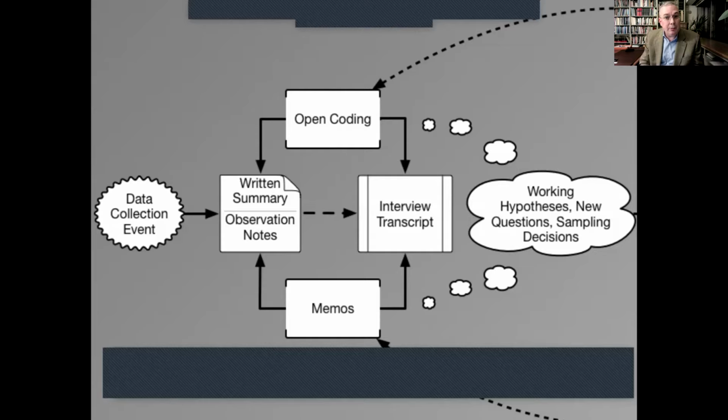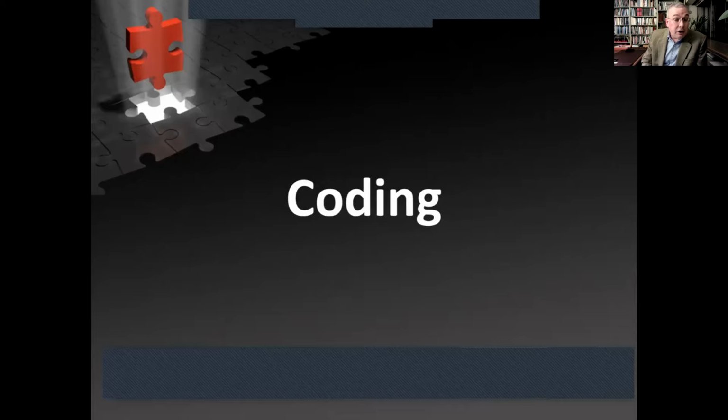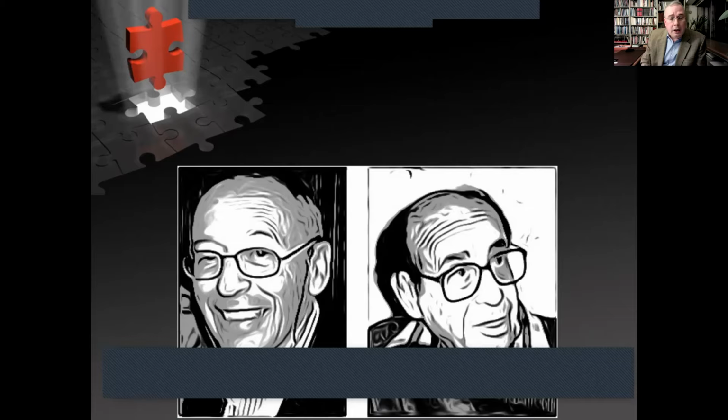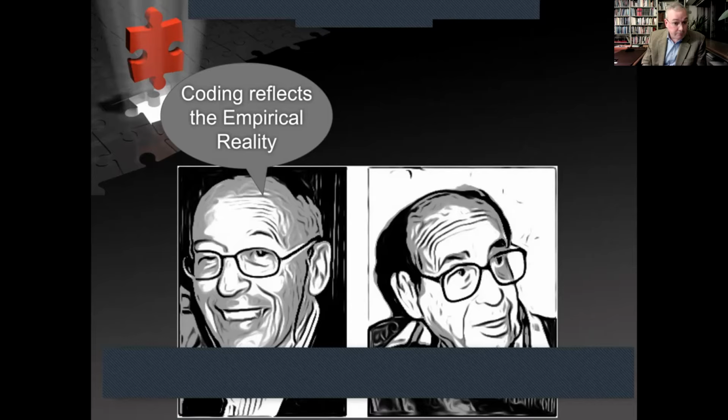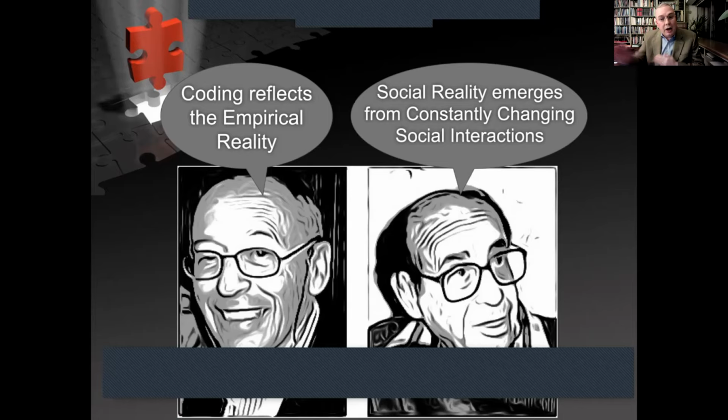So coding, right? I've talked about it a lot, and some of you, I'm sure, will know what I'm going to talk about with this. But in terms of coding, back in the day when students asked Glaser and Strauss what coding was all about, we ended up getting different answers from them. Glaser said coding reflects the empirical reality. He believed that if you got the method right, anybody who coded the material anywhere would get more or less the same thing. Strauss, on the other side, said that social reality emerges from constantly changing social interactions.